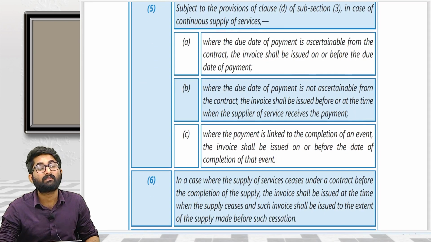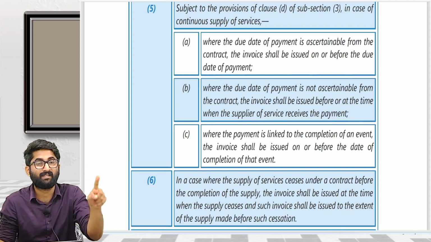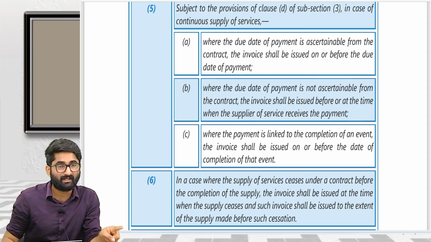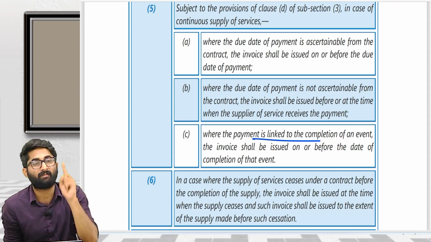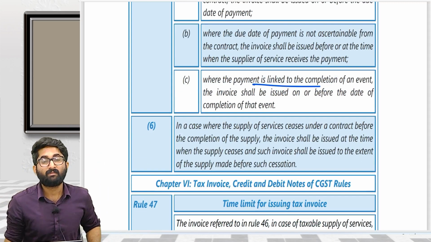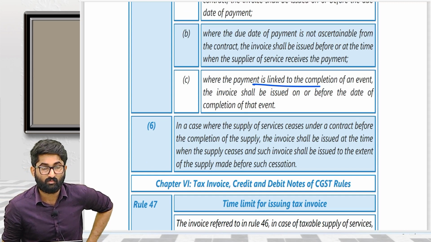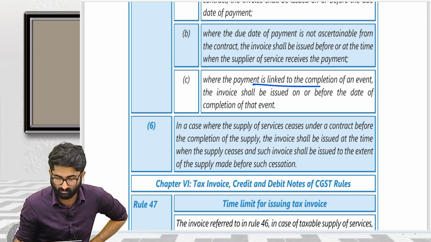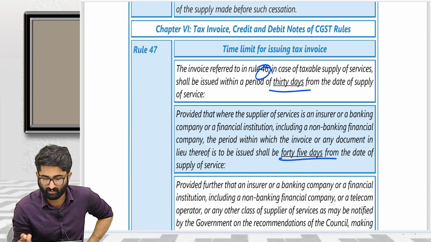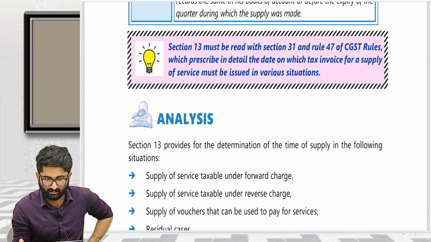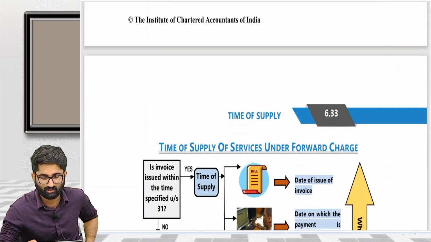Next one, section 31, subsection 5, continuous supply of service. If the due date is ascertainable, then on or before the due date. If the due date is not ascertainable, on or before payment. If it is linked to an event, then before the completion of the event. Next, section 31, subsection 6, before the cessation of the service. Whatever service is supplied, for that you have to issue the invoice. What is it? 30 days and 45 days, that we have discussed already. And the analysis part they have analyzed. So you just go through all these points.